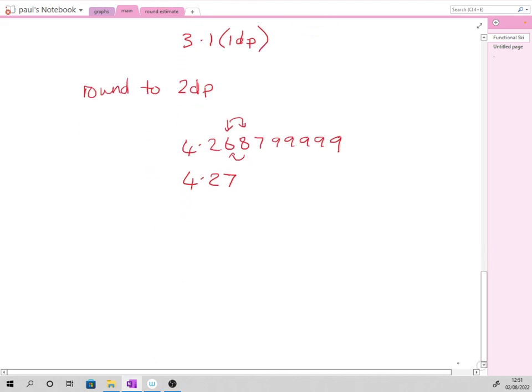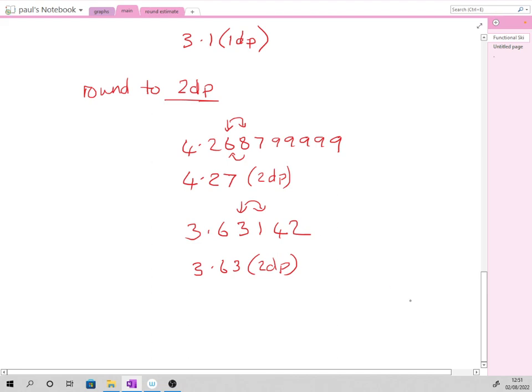Now, let's do 3.63142 to 2 decimal places. So there's our second decimal place. Here is our decider. It's 4 or less, so we ignore it. So 3.63 to 2 decimal places, and always put this in the box there, so we know what we're doing.